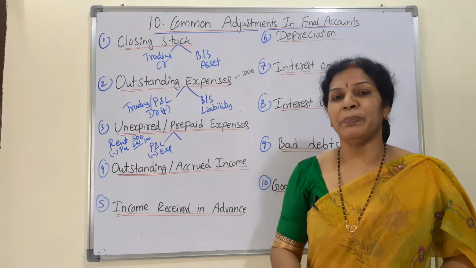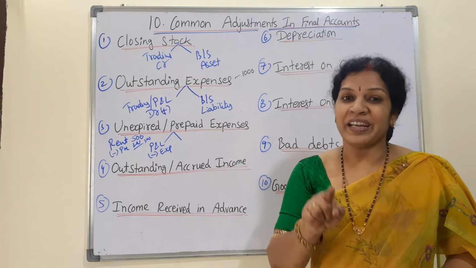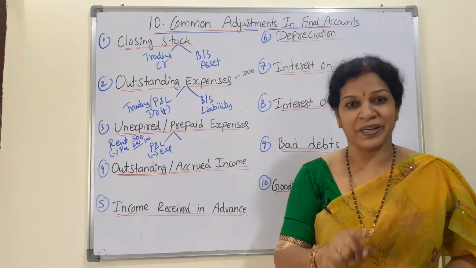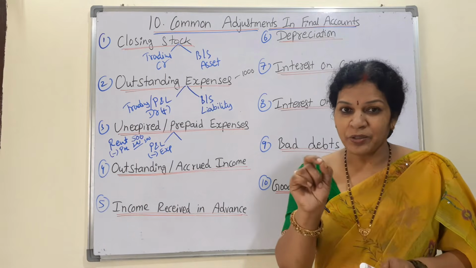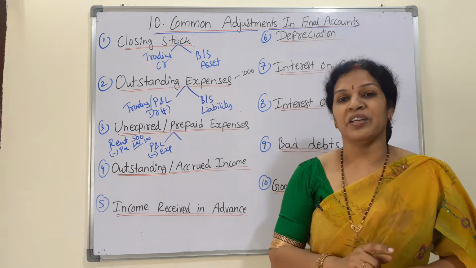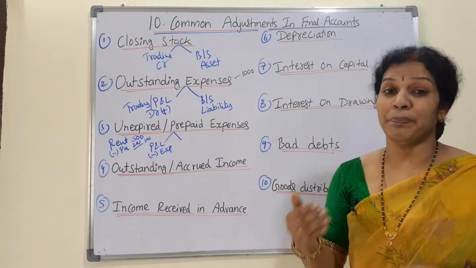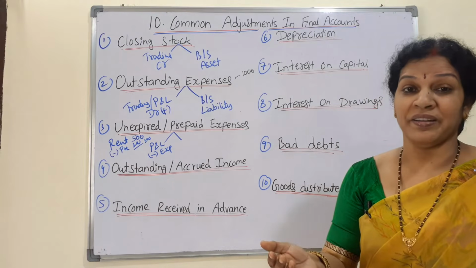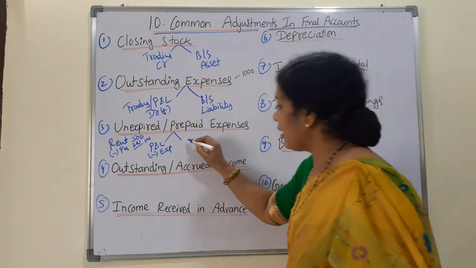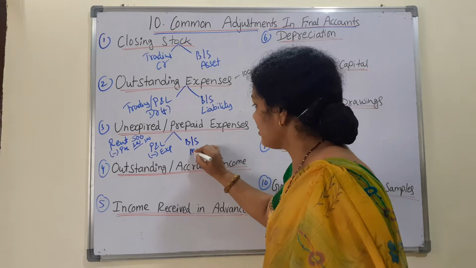Most of the prepaid expenses will be indirect expenses. Indirect expenses go to the P&L account, so from the P&L account related to that expense, you have to deduct it. And the other effect of prepaid expenses: whenever we are paying in advance, that will be in the balance sheet asset.